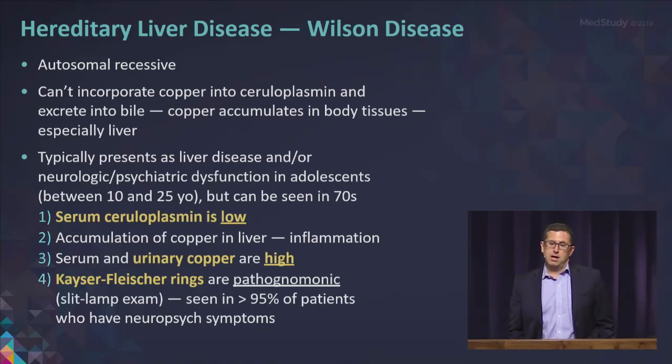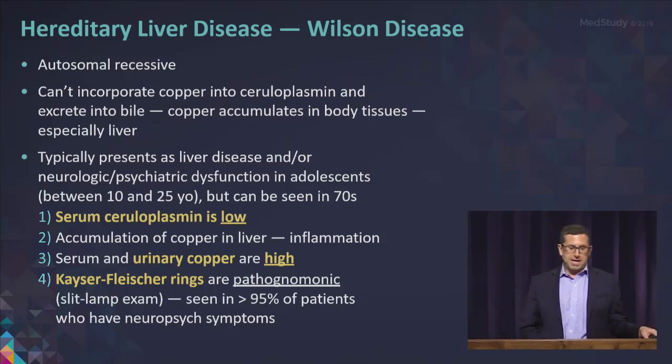Wilson's disease, another hereditary form of liver disease, autosomal recessive. So in this situation, you can't incorporate copper into ceruloplasmin and excrete it into the bile. So there are high levels of copper in the blood, and it deposits in the liver and in the brain. And it typically presents as liver disease and or neurologic dysfunction in adolescence. So if you were to do testing, you'd see a low ceruloplasmin, and you would see accumulation of copper in the liver, which could lead to inflammation.